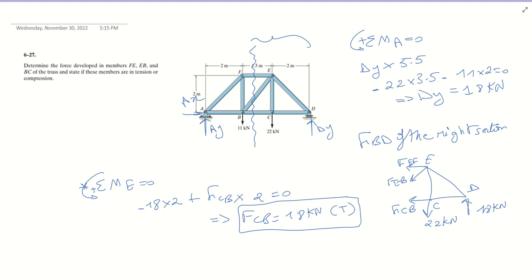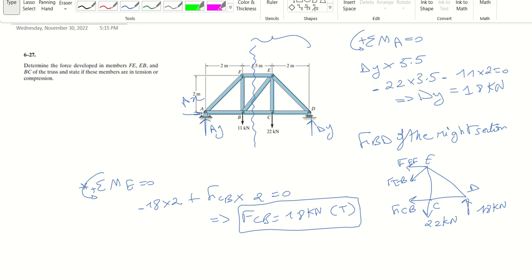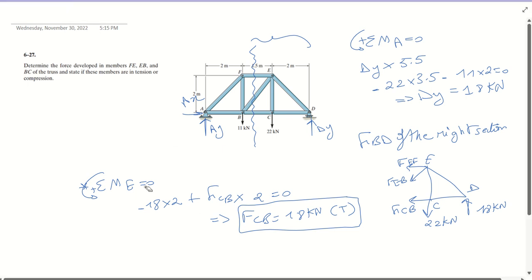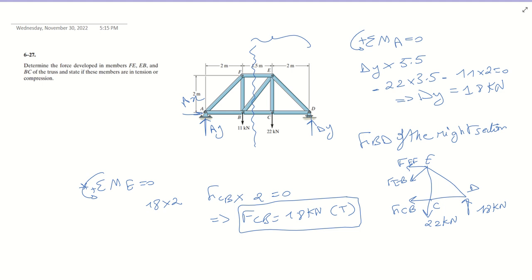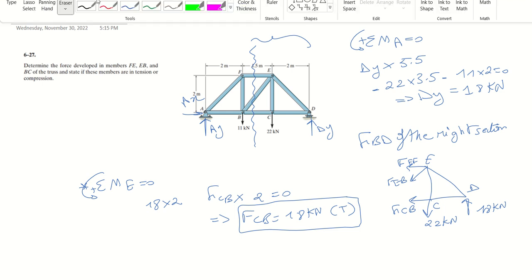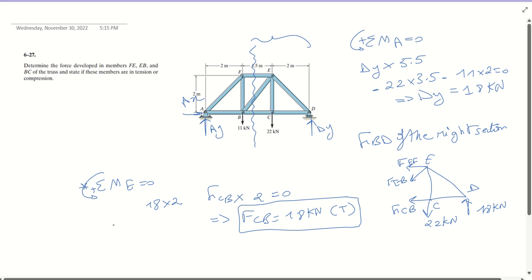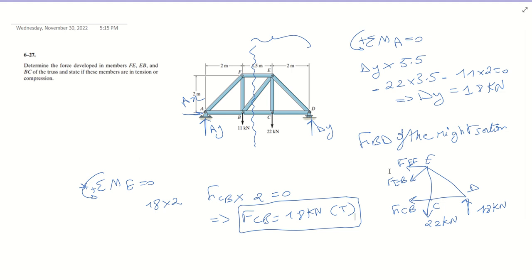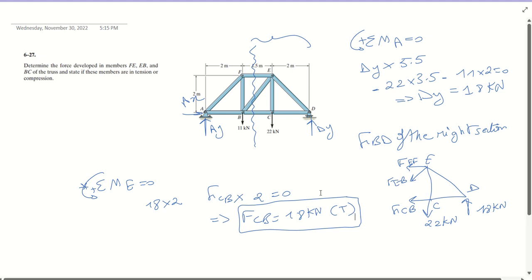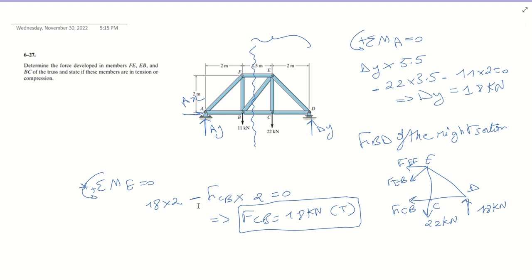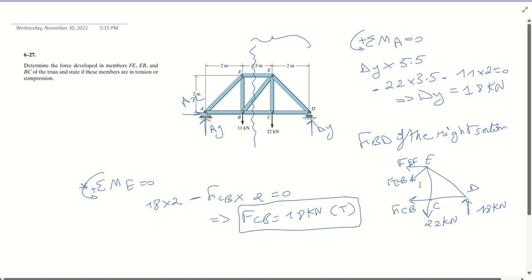So here I think I have a typo. Let me correct this. So here I have plus 18 and minus FCB. Okay, so 18 is turning counterclockwise about point E, which is positive, and FCB is turning clockwise about point E, which is negative. But the answer is correct, 18 kilonewton, which is in tension. Okay, now we found FCB.